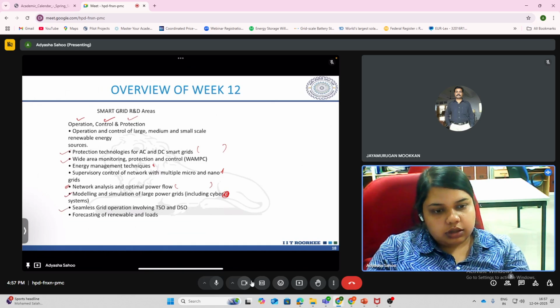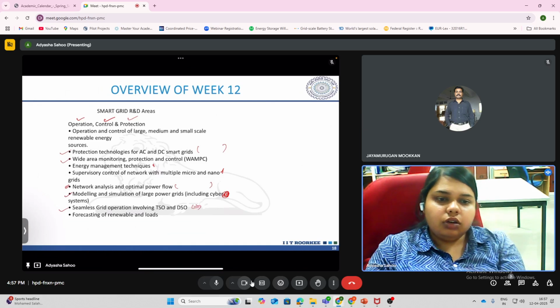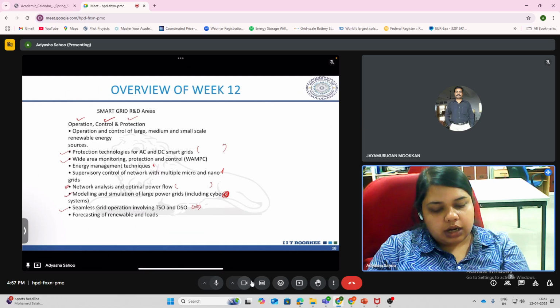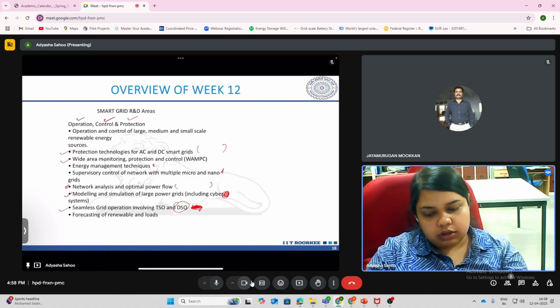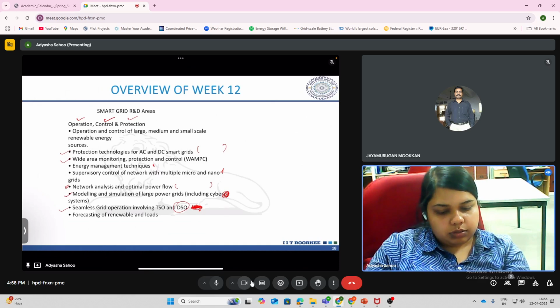Then a seamless grid operation involving TSO and DSO. So basically, the management of these numerous distributed generations that are being added in the system is usually done in the distribution system side. Now, managing these resources will require the emergence of a new entity called the distribution system operator, which will look after the operation of the distribution system and also see how these resources can be added effectively without hampering the grid network constraints. Additionally, they can also help in providing services to the transmission system. And these all are to be done through the distribution system operator.